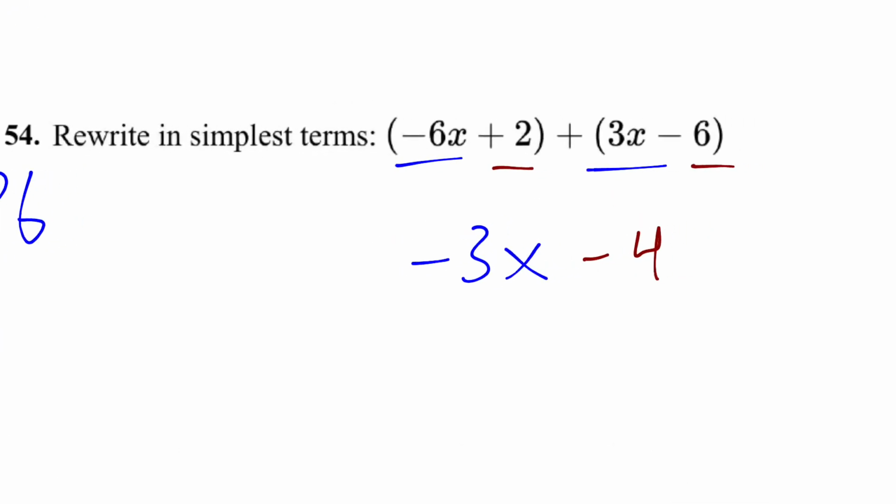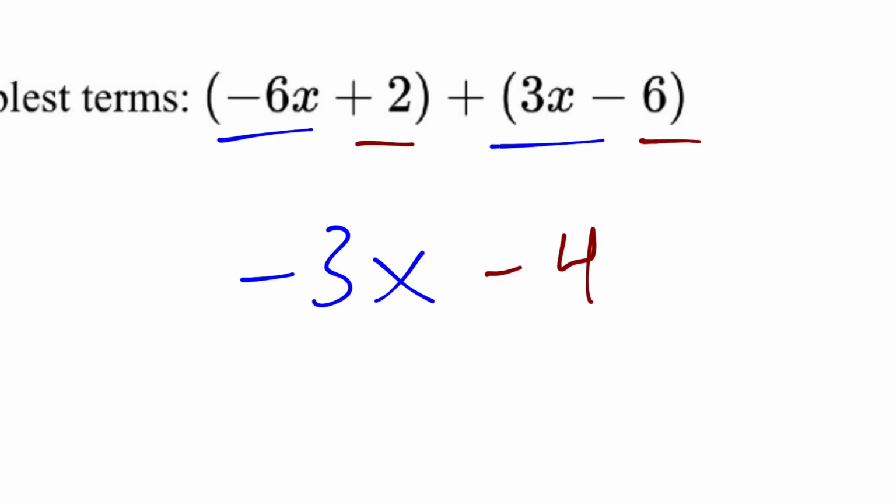54 is polynomial addition. I can almost ignore the parentheses when there's addition, and I just look at blue and blue. These are x terms. Negative 6 plus 3 is minus 3. The x's don't change when you're adding and subtracting. 2 minus 6, negative 4.